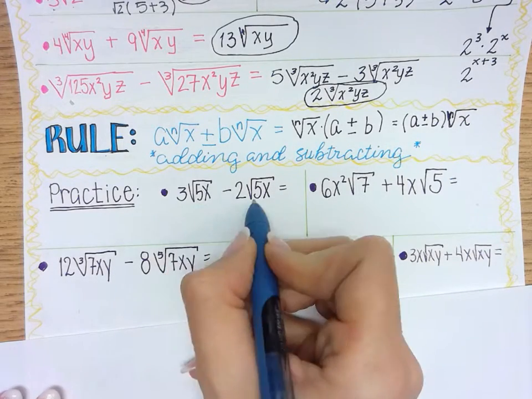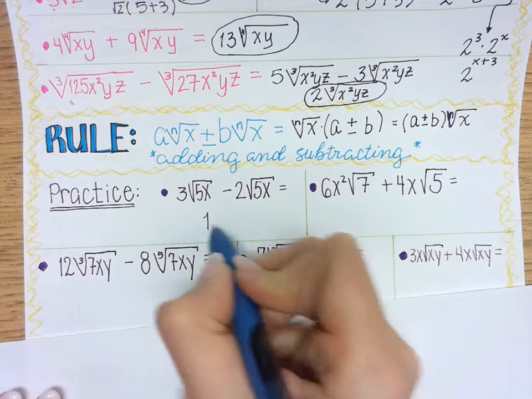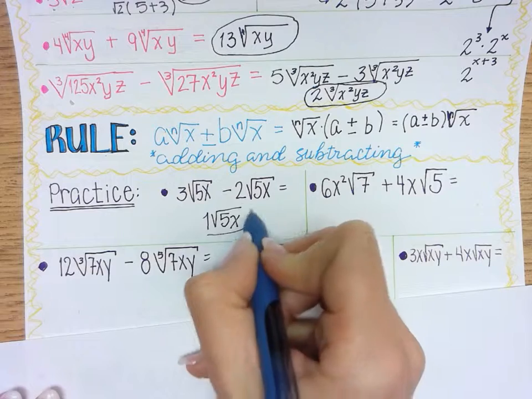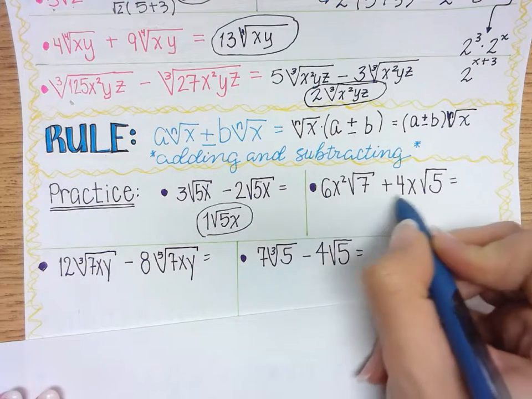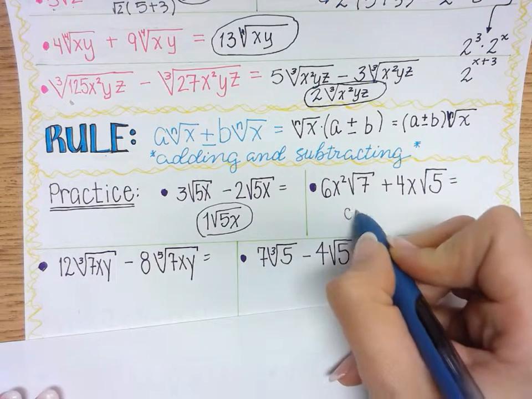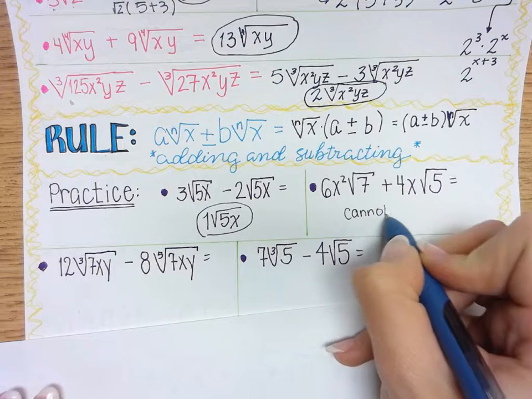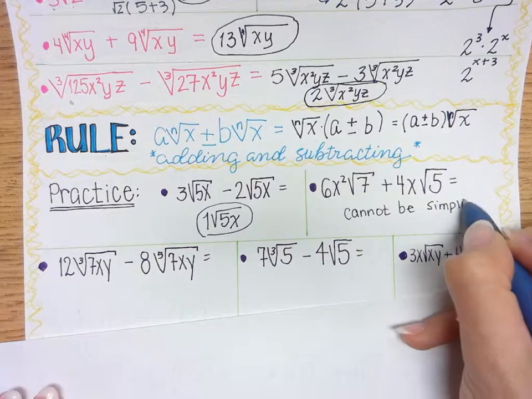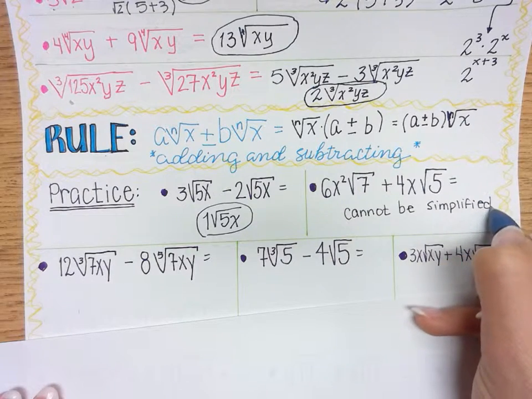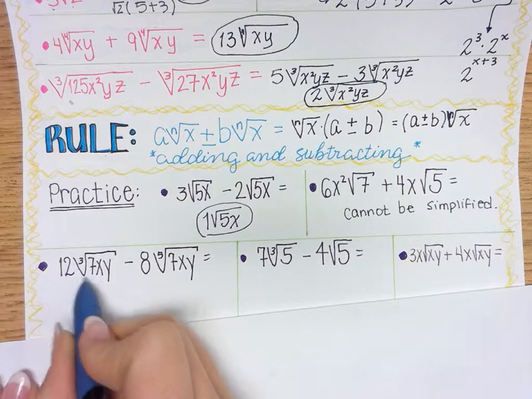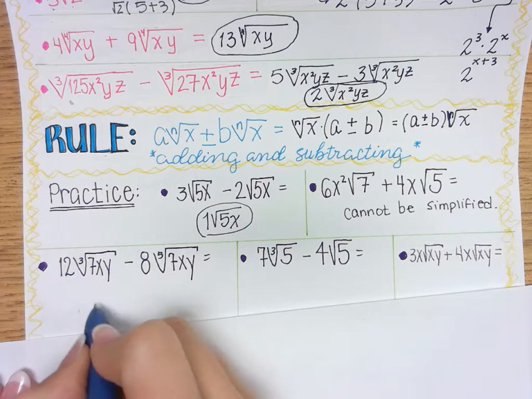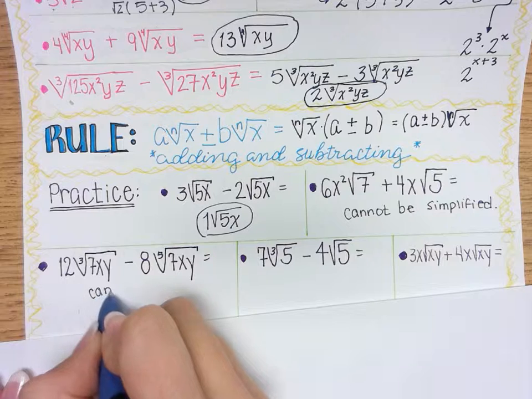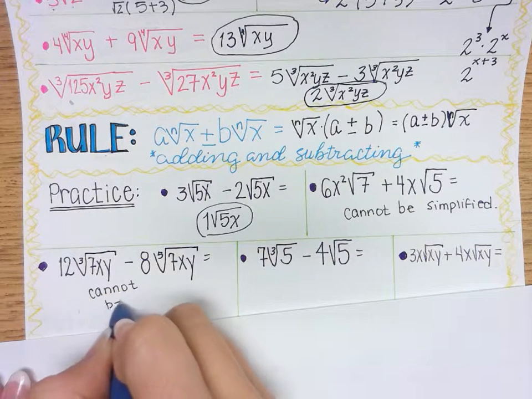So what's our answer here? 1 square root of 5x, and there's nothing left to simplify. We're good. Next. Cannot be simplified. They are not like radicals. Next. Look pretty good. However, my index is 3 and 5. Nothing I could do about it. Cannot be simplified.